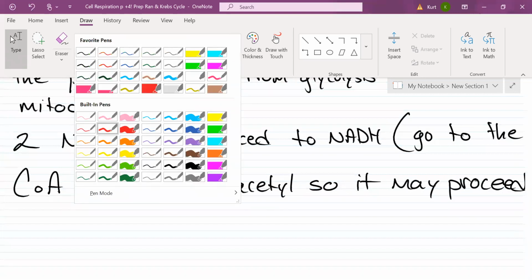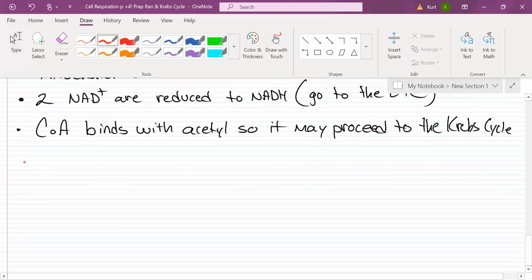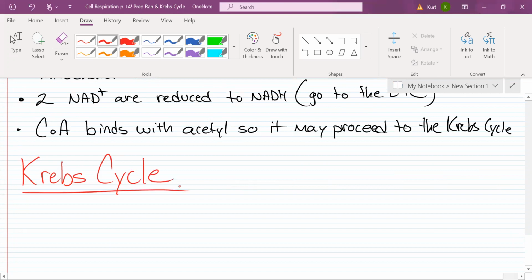All right, you ready for the big one? Let's do it. Krebs cycle. Okay, guys, this is going to be a cycle. It's going to be a loop. Look at me. It's going to be a loop. That's what a cycle is. So it's not going to be a straight line like glycolysis was or like the prep reaction was. It's going to be a loop.